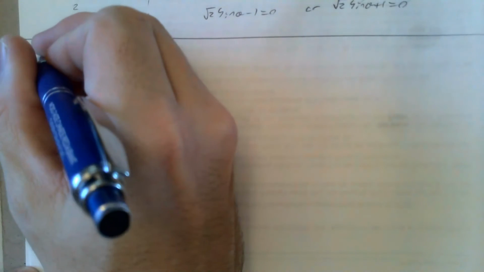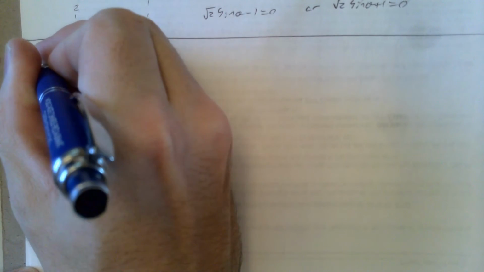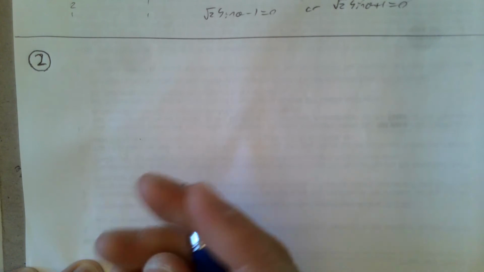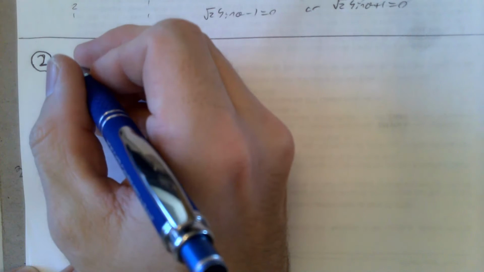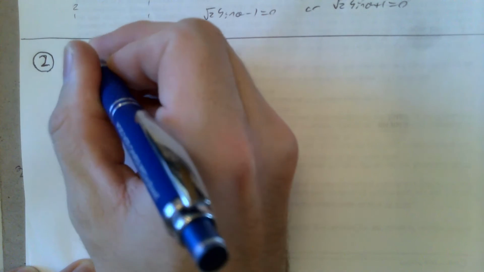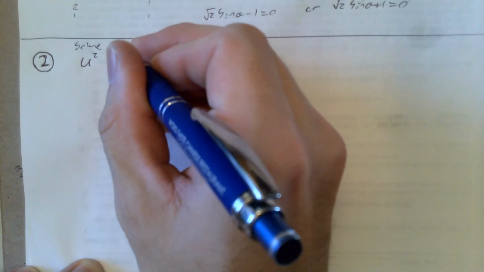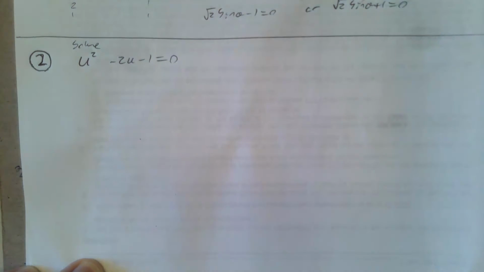Another option that I teach my grade 10s to use, and I try to encourage my grade 11s to use when their quadratic is in a specific form, is solving by completing the square. So let's just review a quadratic. Let's say I'm asking you to solve when is u squared minus 2u minus 1 equal to 0.